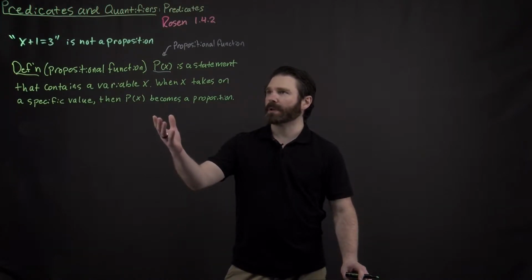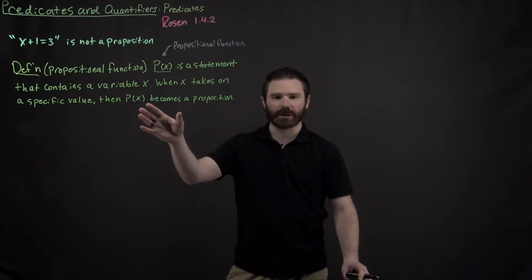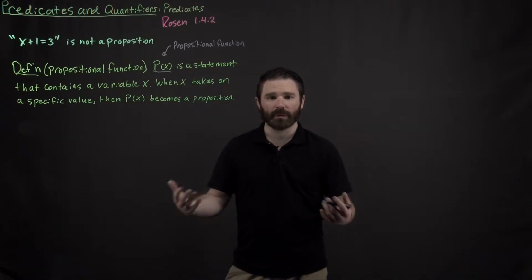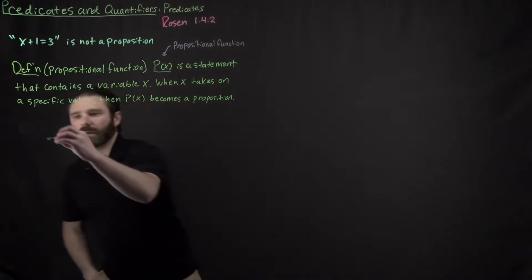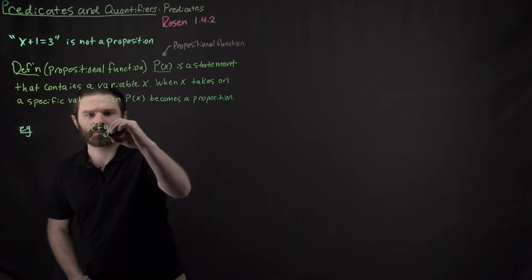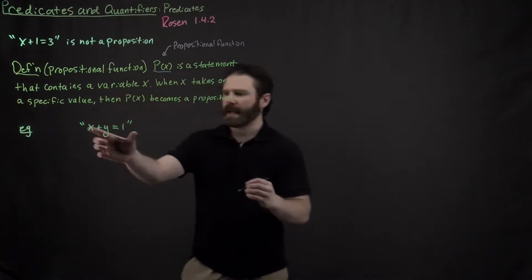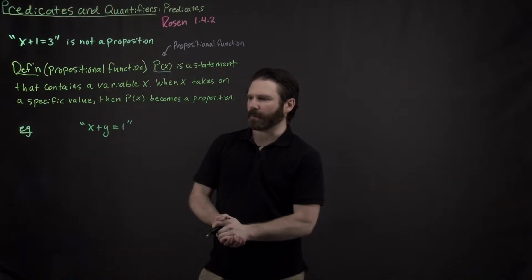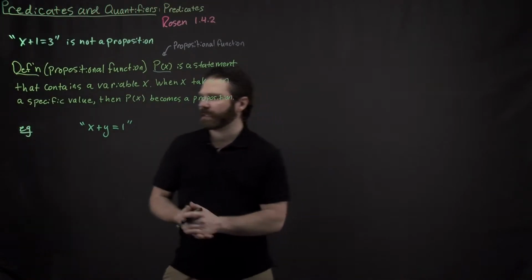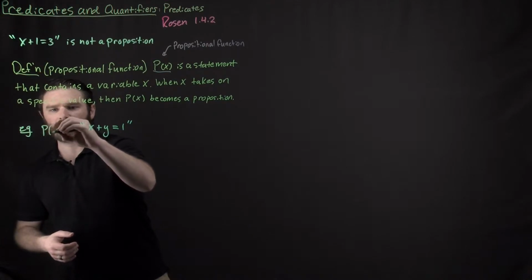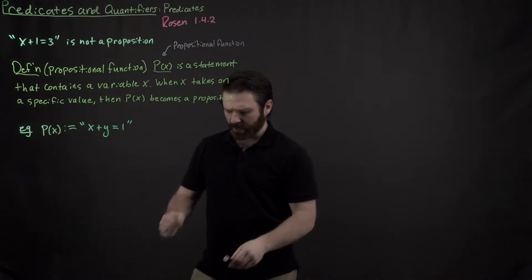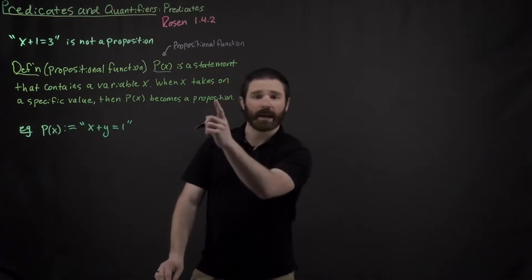So looking at a couple more examples of propositional functions and predicates, let's go ahead and consider another example that has more than one variable. So consider x plus y equals 1 right here. If we wanted to turn this into a propositional function, if we tried to just simply say p of x is this guy, this right here would not be a propositional function.